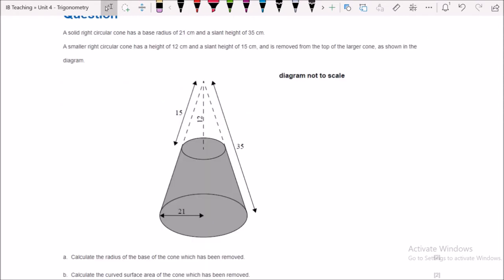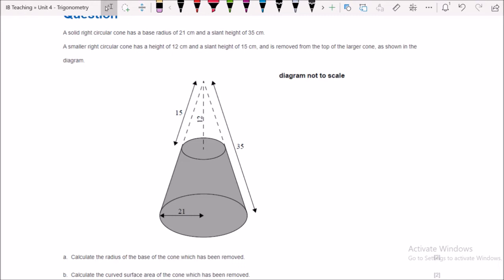All right, let's try another one. In this case, we're going to be looking at a cone. It looks like they maybe chopped the top off of that cone. Let's read and see. A solid right circular cone has a base radius of 21 and a slant height of 35. Notice that both of those are already labeled.